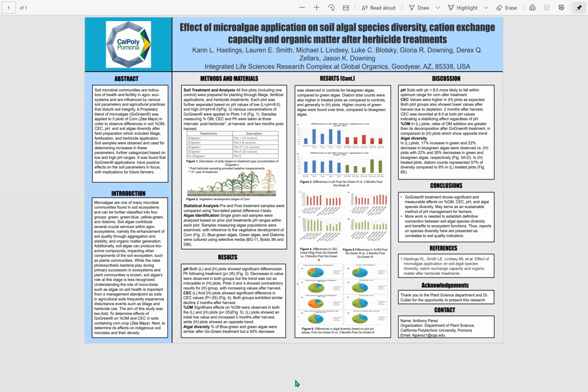The authors then used 2-tailed paired difference t-tests in order to compare the groups before and after treatment of Go Green to determine any significant effects on the previously mentioned soil parameters.